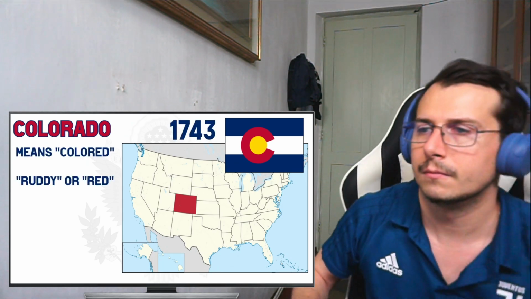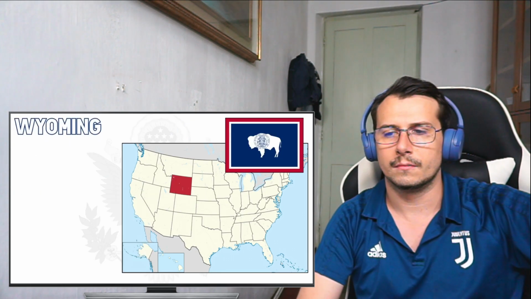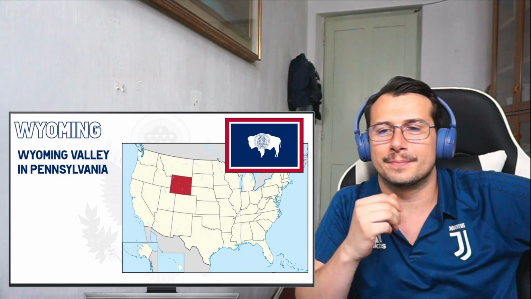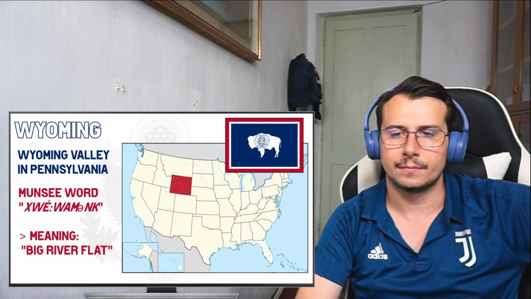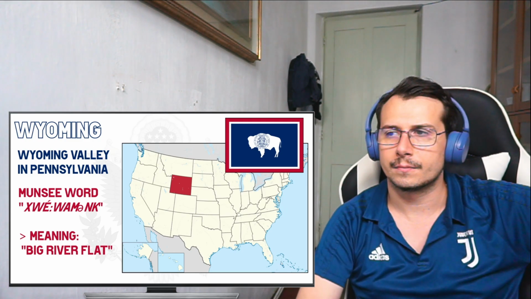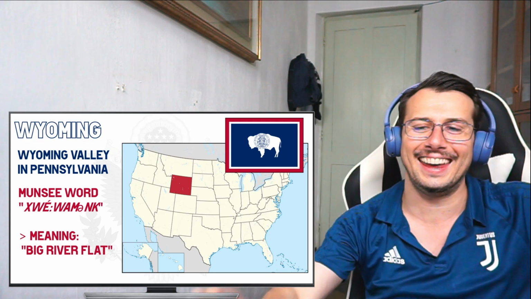It roughly means colored, but in this case it meant ruddy or red, originally referring to the Colorado River and its muddy color. Wyoming gets its name from the Wyoming Valley in Pennsylvania, which itself got its name from a Munsee word, another native language. This one, which I'm not even gonna try to pronounce, literally meant big river flat.